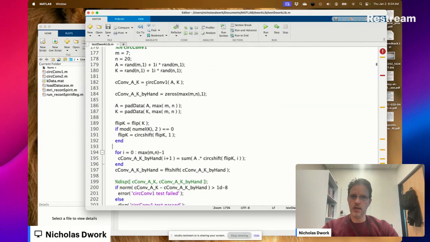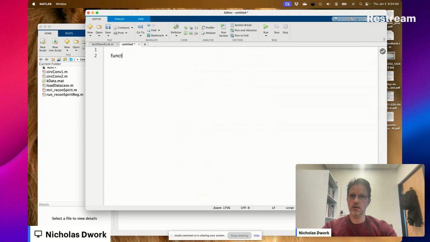Before, I called this by hand, but that of course is not correct. It's without the f of t. All right, now what I'm going to do is make a function, circconv 1 without the f of t. Great.